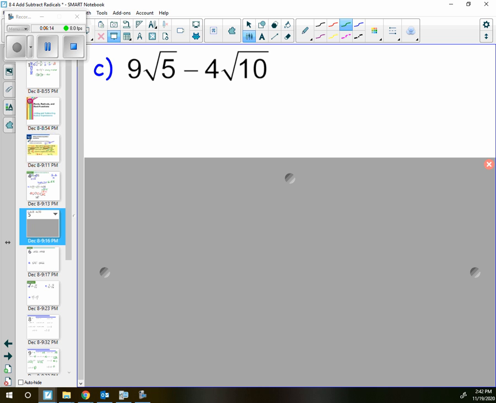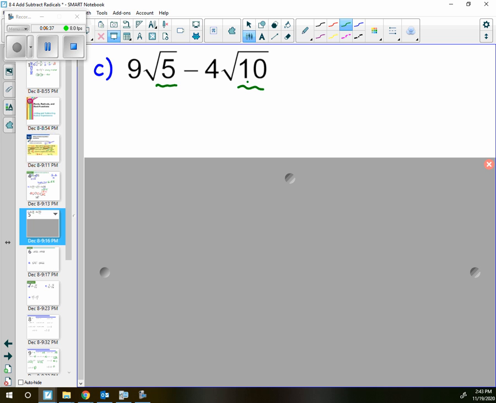So we have 9 times the square root of 5 minus 4 square root of 10. Now, if we take a look at this one, square root of 10 and square root of 5 are not the same, so the radicand is different. Can you simplify either of those? Well, are there any perfect squares that divide evenly into 10? Well, 4 doesn't, 9 doesn't, and then you're already too big. Same thing for 5. Can't break either of them down.